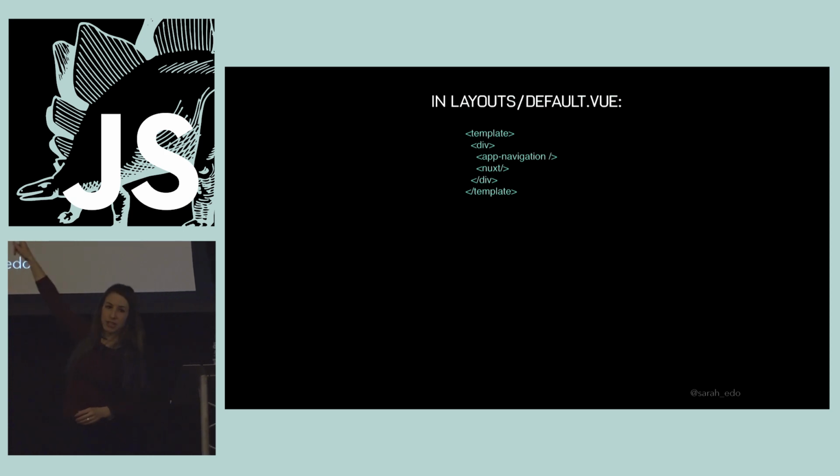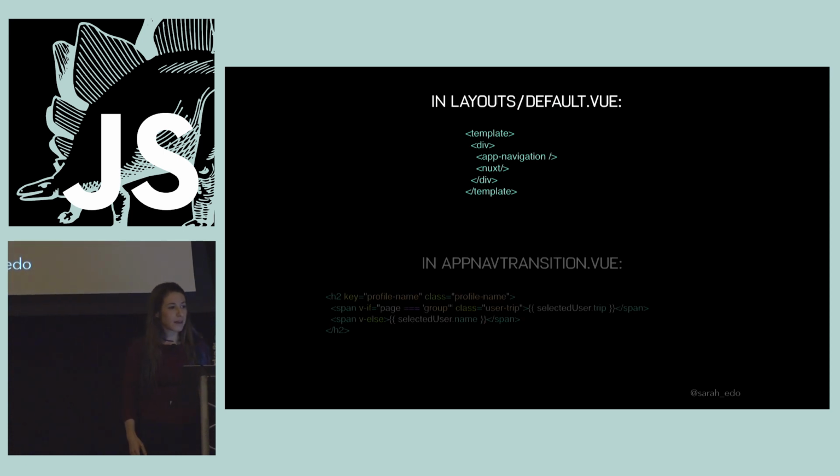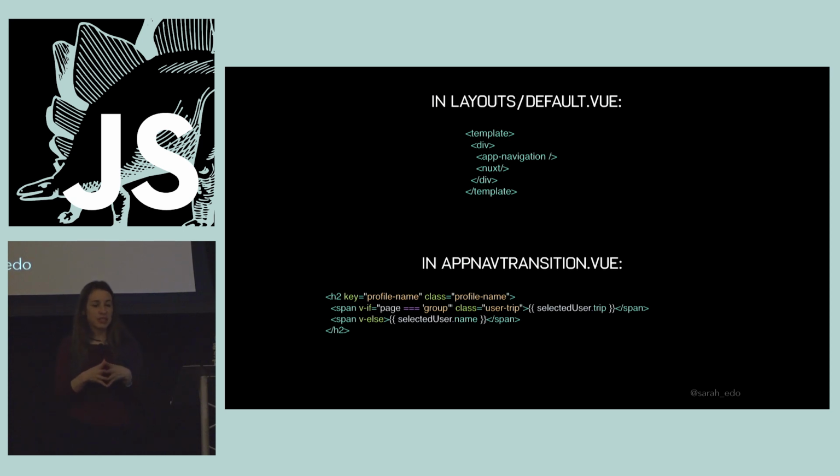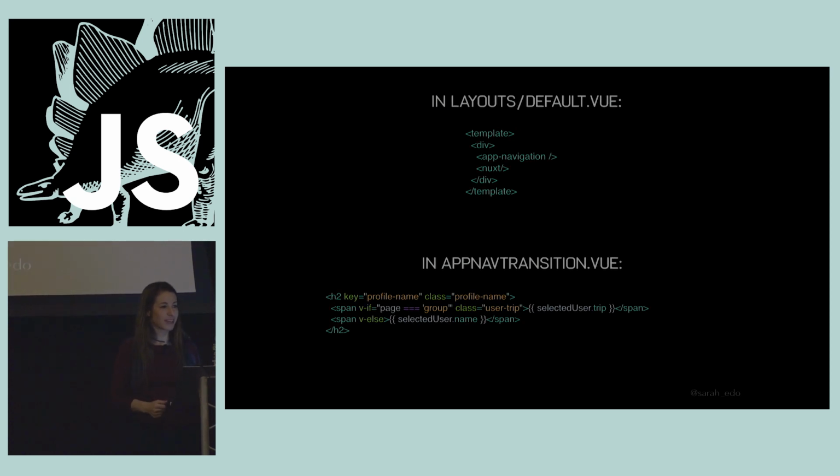So that app navigation, if I put it in the Layout's default, basically all of our pages are going to be routed through that Nuxt component. But I can put things like headers and footers above or below, and they stay persistent. So then in the app nav transition, I'm going to create a transition group component. Let's talk about that transition group component real quick.